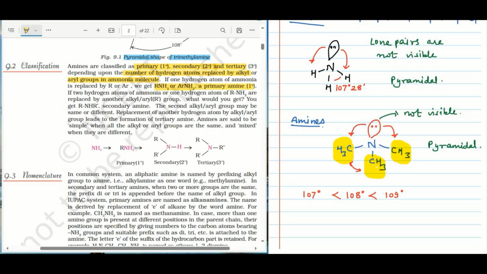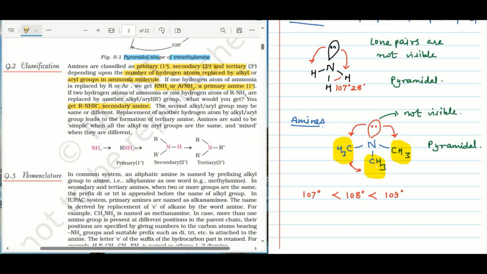If a hydrogen atom of ammonia, or one hydrogen of RNH2, is replaced by another alkyl or aryl group, what would you get? You will get R-NH-R. This is the secondary amine. So when we replace two hydrogens of ammonia with alkyl or aryl groups, you will get a secondary amine. The second alkyl or aryl group may be the same or different. Replacement of another hydrogen by an alkyl or aryl group leads to the formation of a tertiary amine.